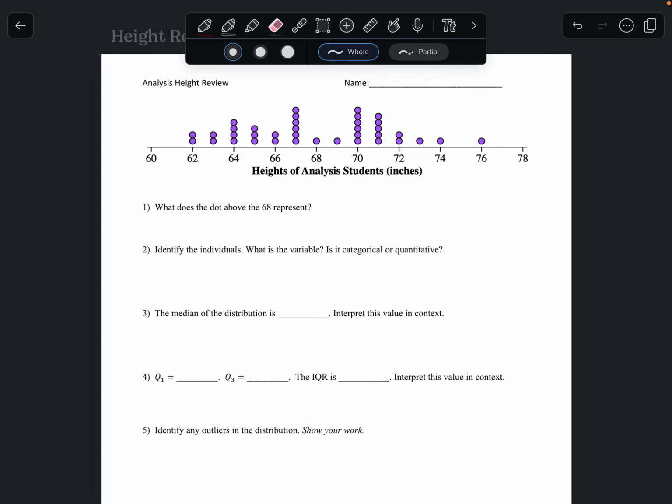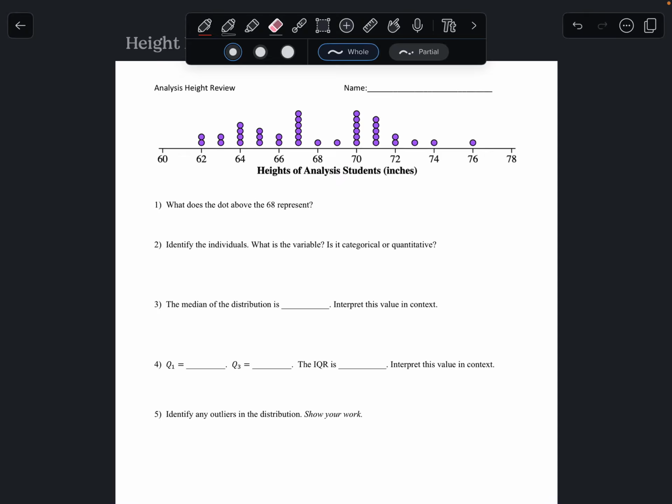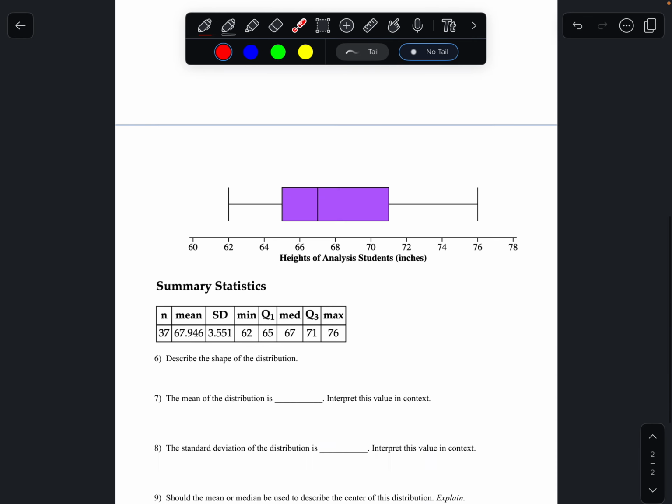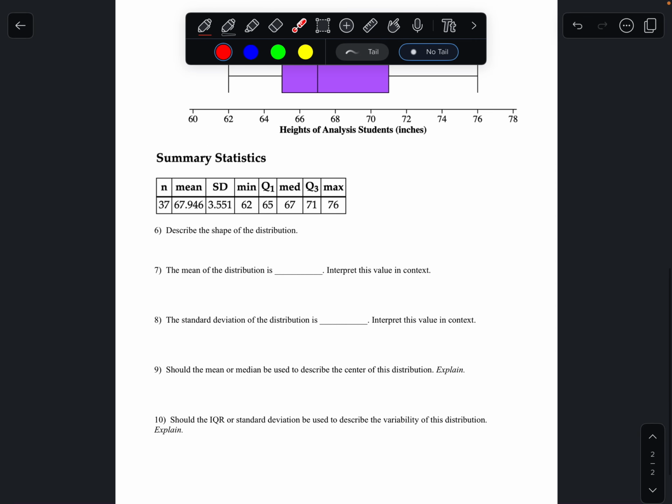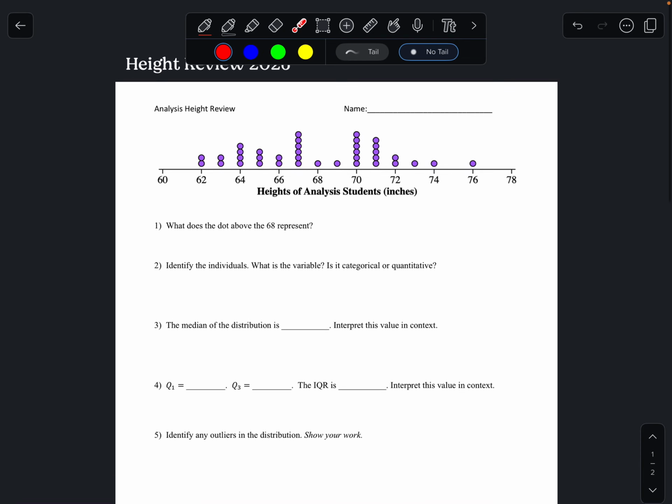What's up, guys? This is going to be a short video over the front side of this review, just to hopefully help you pick up some of the details of things and help you with some of the interpretations. I'm talking about what individual dots represent, individuals and variables, median, Q1, Q3, IQR, interpreting that, and how to identify outliers. There'll be some more on the back. I'll make another video for this side, so just FYI.